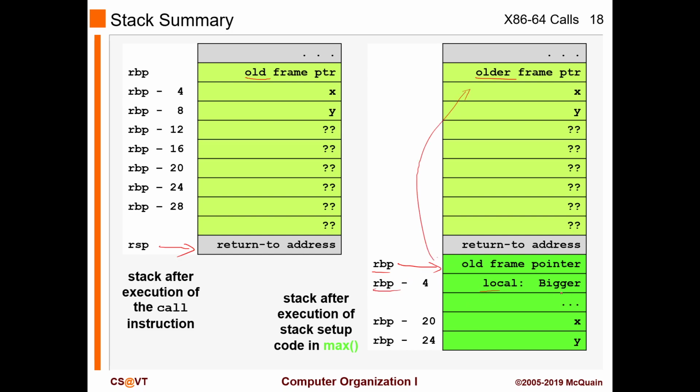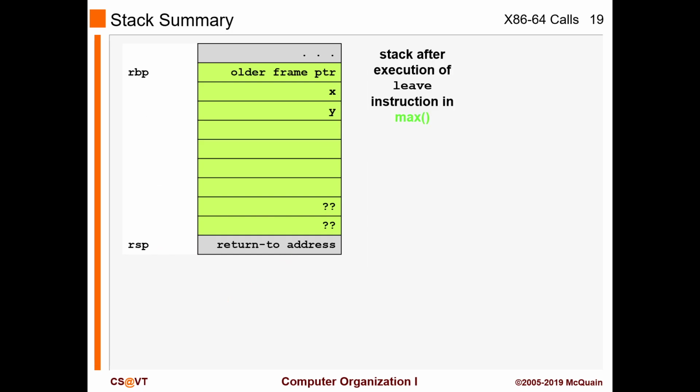RBP minus 4 is storing the first parameter. RBP minus 20 and 24 are going to be the parameters. Sorry, these are the local variables. The parameters are sent using RDI and RSI, or EDI and ESI, and then we are going to store them in the stack because we use the stack for most of the execution, right? So right after the call happens, this is what the stack looks like. There's the new function and all those new local variables and stuff.